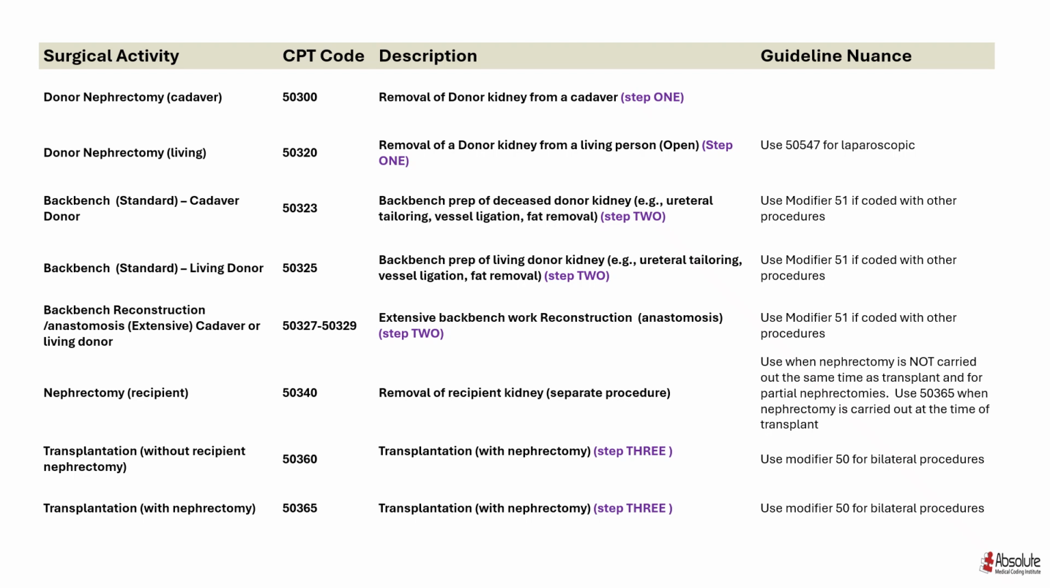Donor nephrectomy. This is the cadaver, the removal of the kidney from the deceased person. And this is step one, possibly. Now, I do want to tell you that donor nephrectomies are often not coded on the transplantation record. Usually not. It just isn't because there are two different entities. Just saying, but I'm not saying you're not going to see it. You might see it, but this is step one. Donor nephrectomy, living donor. This is step one as well. Now, if a laparoscopic nephrectomy took place, you're going to use 50547. But as you can see, there is no separate code for a laparoscopic for a cadaver.